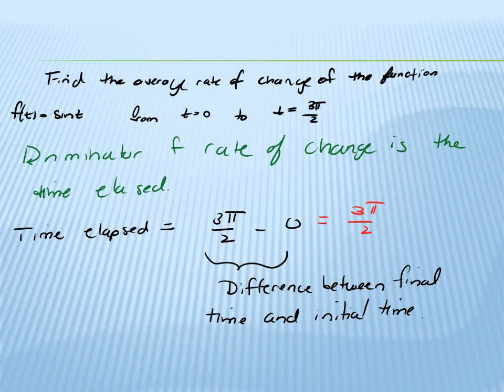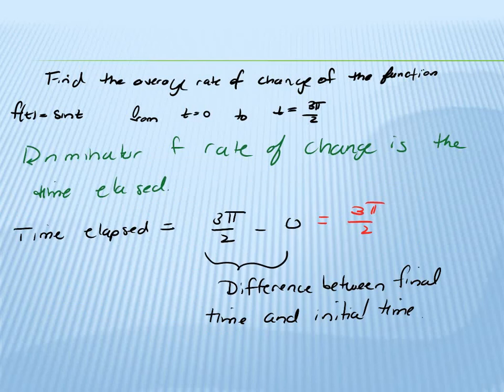The denominator of the rate of change is the time that's elapsed. That's 3 pi over 2, because if time is going from 0 to 3 pi over 2, the time that's elapsed is 3 pi over 2 minus 0. And that's why I put that 0 there, so you can get that 3 pi over 2 amount.